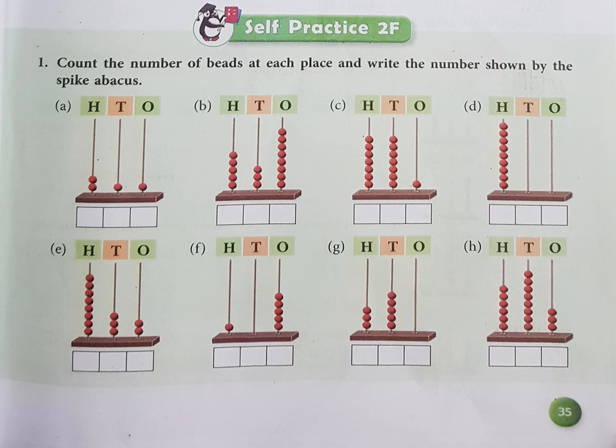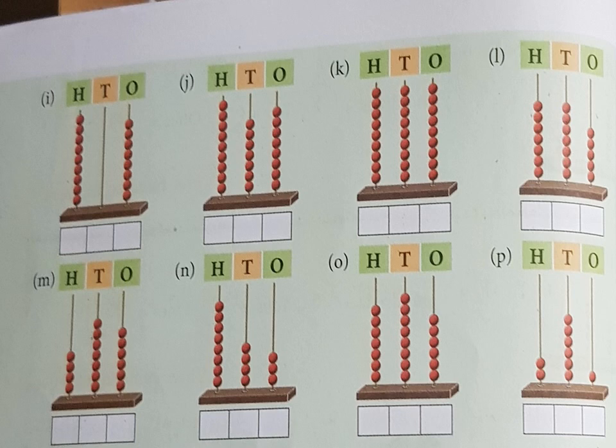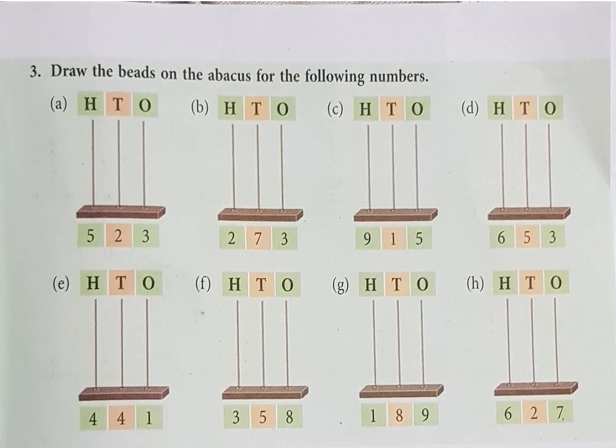The next page, this is textbook page number 36. From I to P, you will do it. This is page number 37, question number 3. From A to H, you need to complete it. Here you need to draw the beads. I hope now you all might have understood your prep.